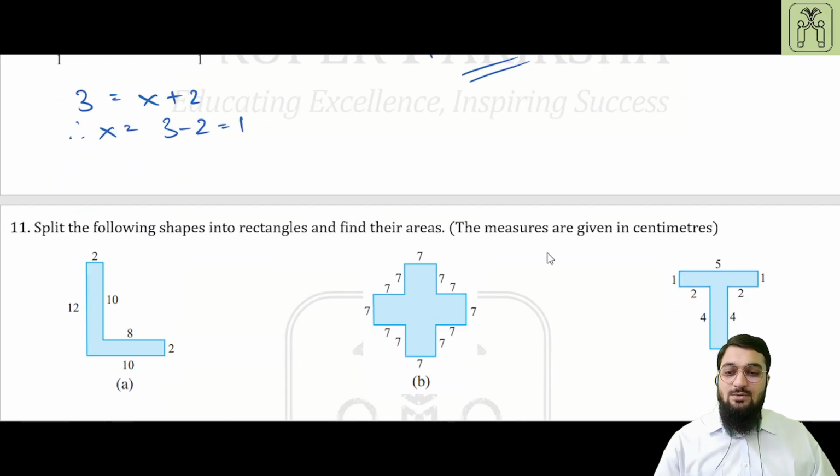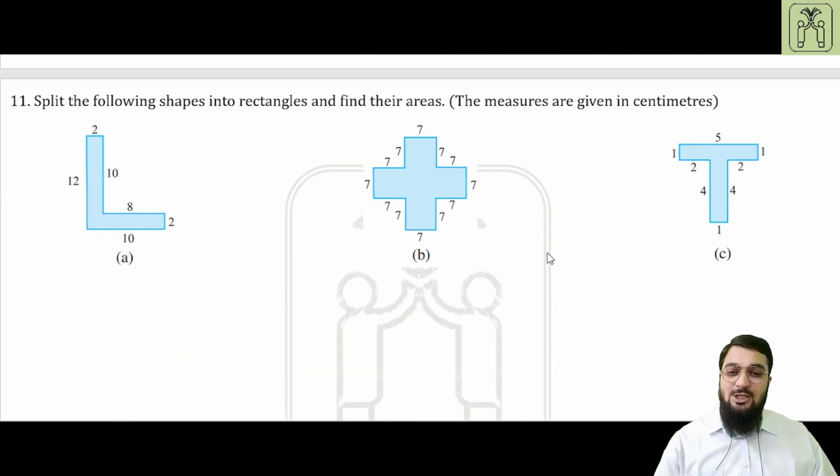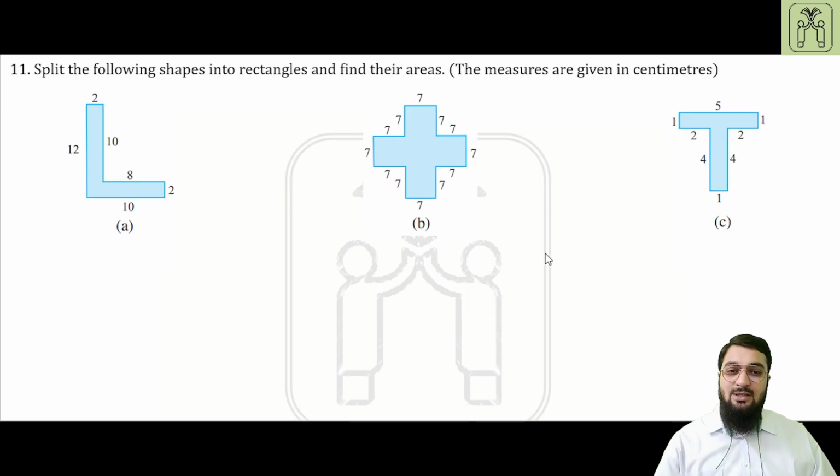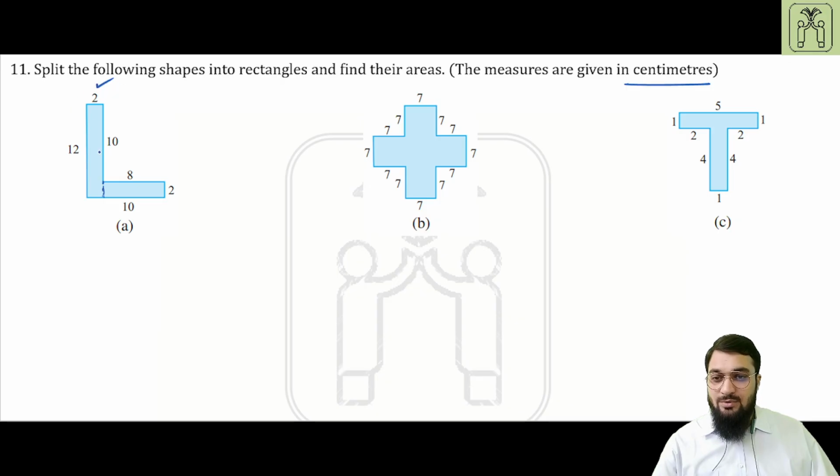Coming to the next question. Split the following shapes into rectangles and find their areas. The measures are given in centimeters. Okay, so what we'll do, we'll just divide it over here, and for that we have 2, the width is there, length is there. Here the width is there, the length is not there. So this is 8 and this is, oh, length is also there, no problem.